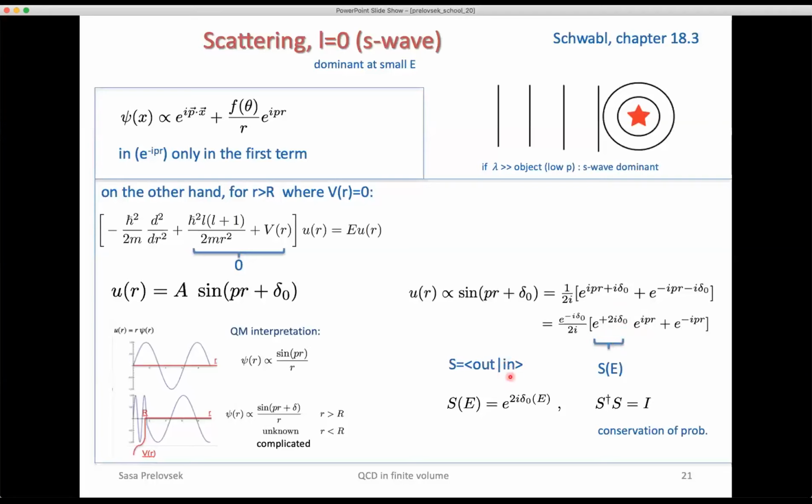And it's basically the cross matrix element between the in plane wave and out state, formally. Okay, so this S matrix has to be unitary, since due to the conservation of probability, you have to have that this times this dagger is equal to one, because otherwise the probability will not be conserved. So basically you can see this S matrix, since it has to satisfy this condition, just as a general parameterization that will satisfy this condition. Okay, is there some question here?